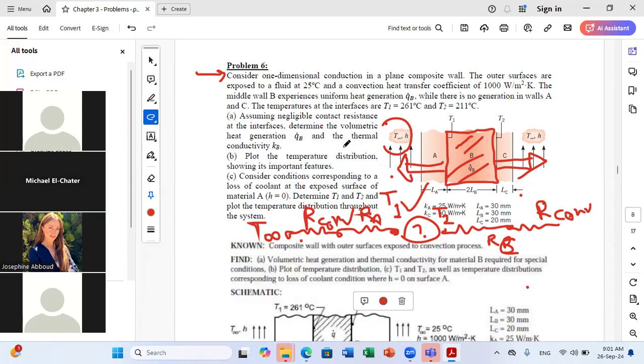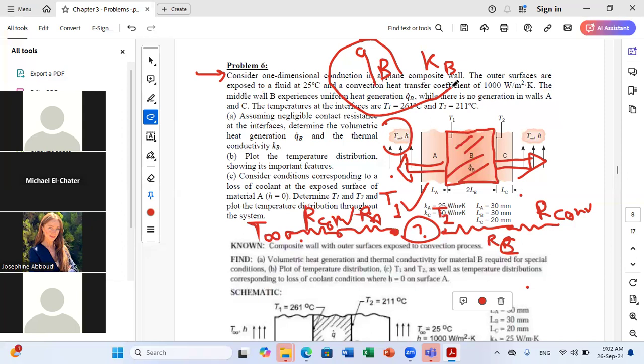We have two unknowns in this problem, Q dot B and KB, okay? Let us think first about Q dot B. In order to find the value of Q dot B, we need to do a small analysis about how the rate will be divided in the system. So as we said, we have dissipation from two sides.